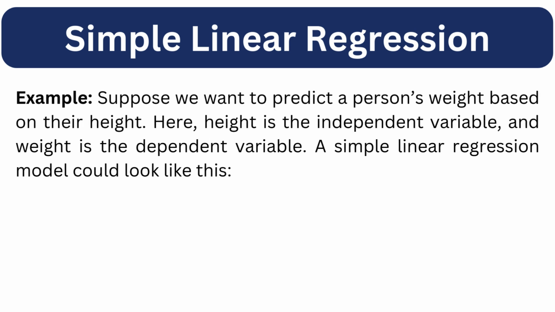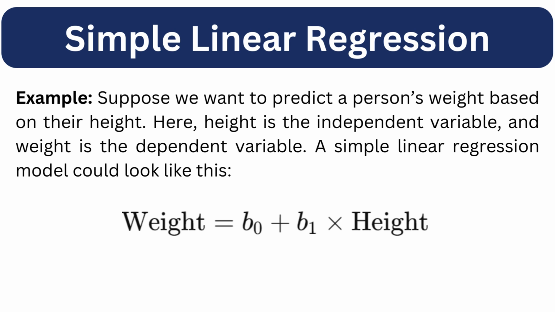Let's look at a quick example. Suppose we want to predict a person's weight based on their height. In this case, the height is the independent variable and weight is the dependent variable. Our simple linear regression model looks something like this. Now we can estimate the person's weight based on the person's height by putting the height value into this equation.